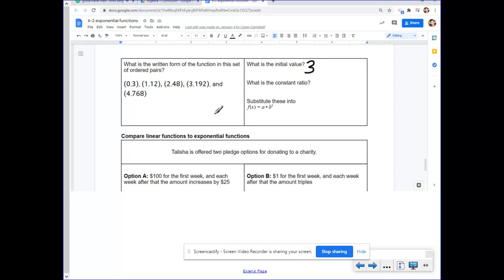What is the constant ratio? So now we're just looking at our y's right now. We are going up by how much? Every single time, times 4, times 4, times 4, times 4. So our constant ratio is 4. Now we're just plugging things in. 3 times 4 to the x.